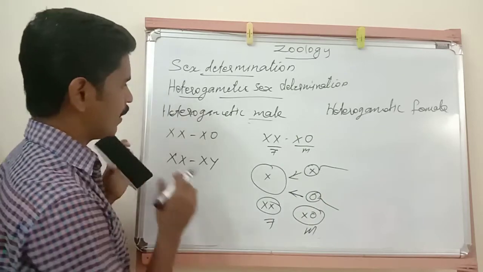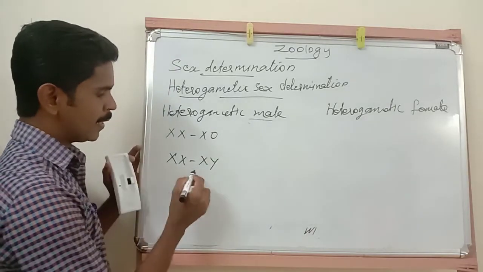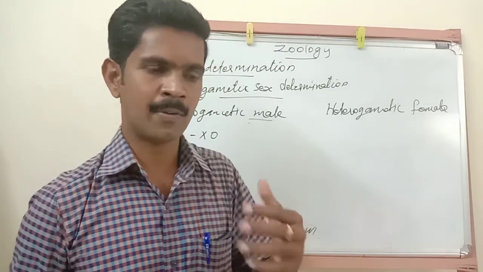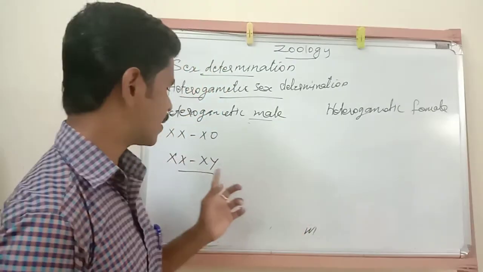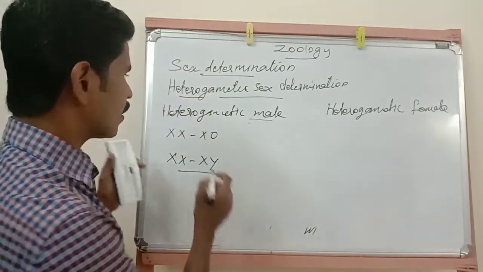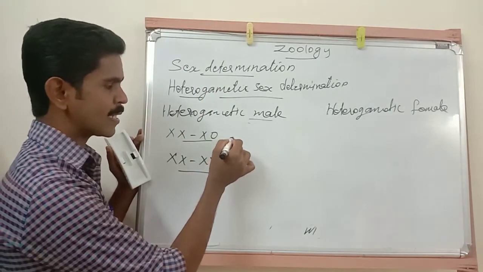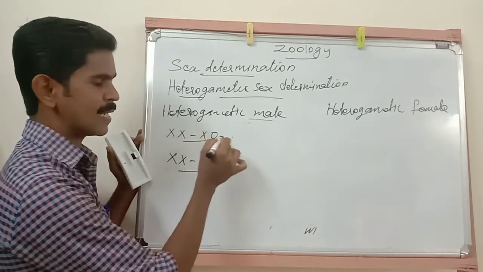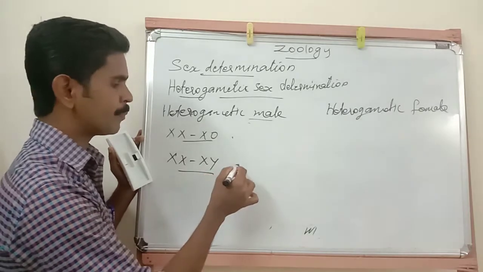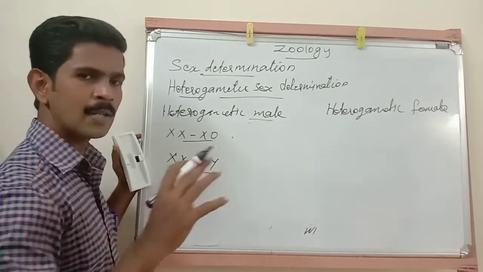Understand? Then the next type of sex determination is XX-XY type of sex determination. See, the example for this is Drosophila. Drosophila is an insect, and in this insect we can see this type of sex determination. For XX-XO type, the examples are cockroach and grasshopper. Understand? In Drosophila also it is the same.